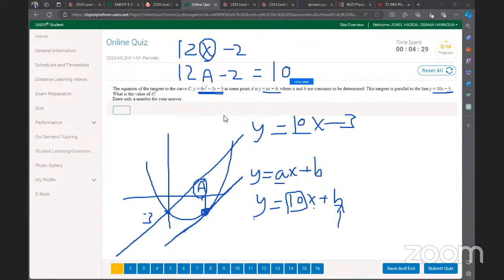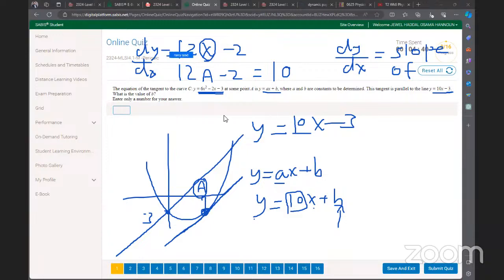We know that the differentiation, which is dy over dx, is equal to the slope of the tangent. And this is the dy over dx we have got. Now we have got that the slope of the tangent is 10. So I will make 12a minus 2 equal to 10. So plus 2 is 12, so a will be 1. That means this line is tangent to this curve at x equals 1, which is a now. Great. So now I know x.